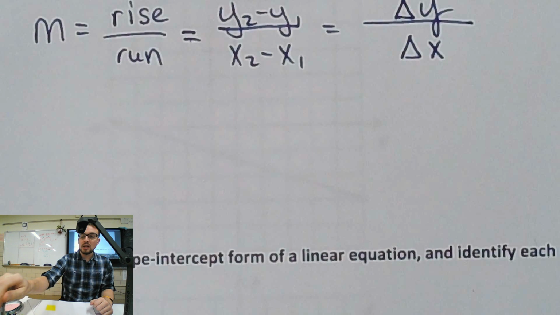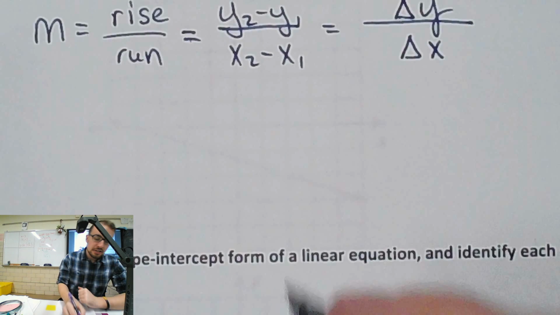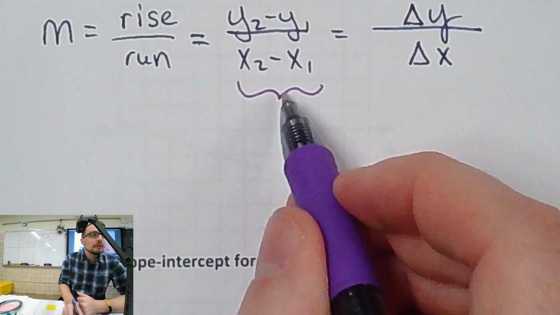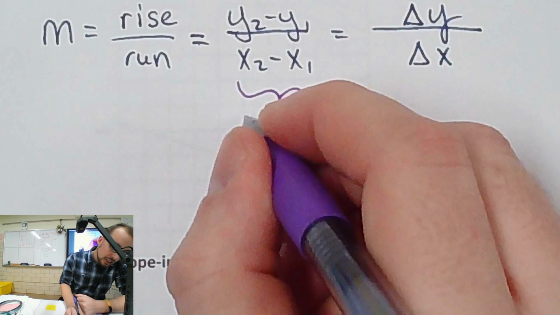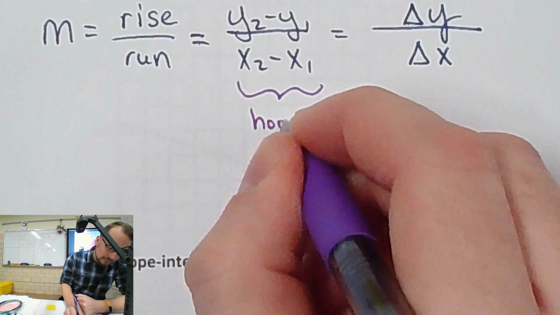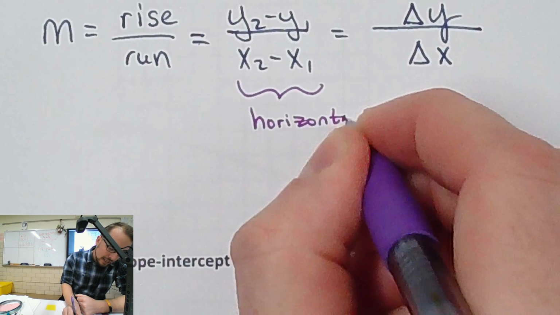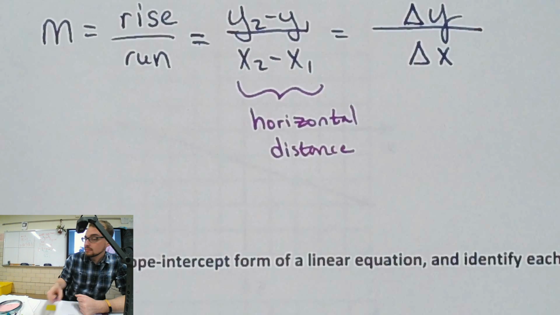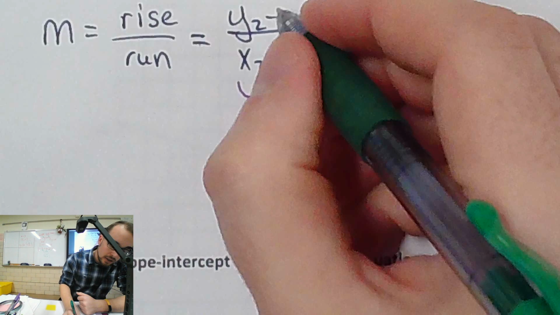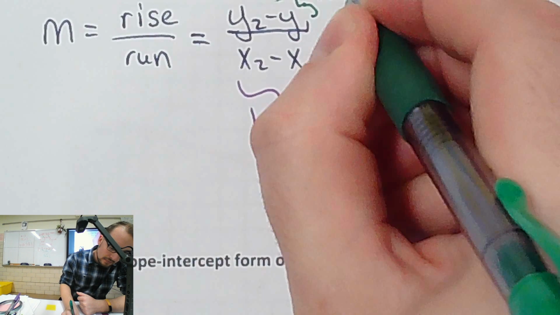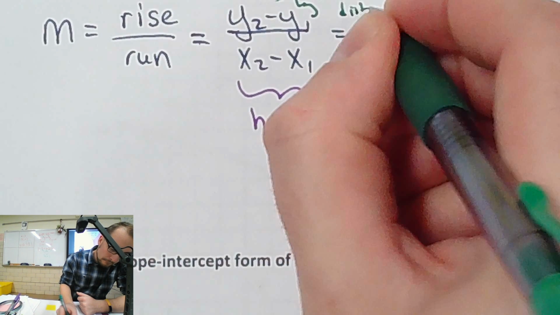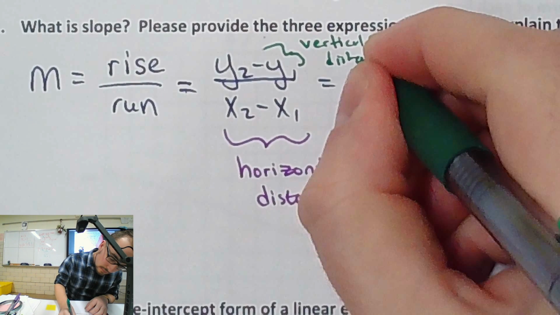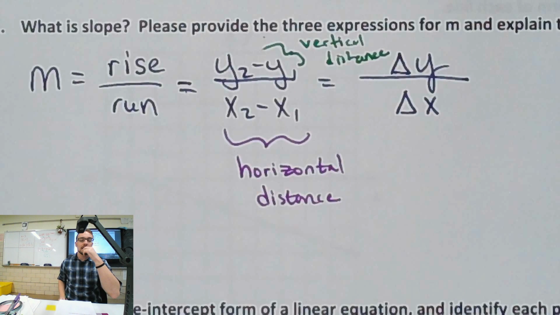What you need to be able to do is tell me what this means. So the bottom part here represents what? Horizontal change or horizontal distance. I'll accept either. Distance is subtraction. X's are horizontal, right? And then the top part represents what kind of distance? Vertical distance. That's the idea, right?